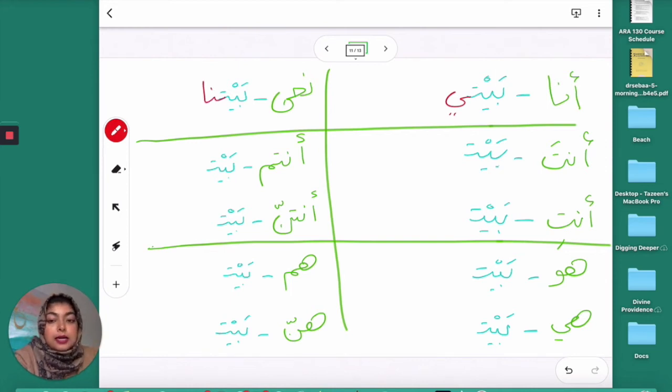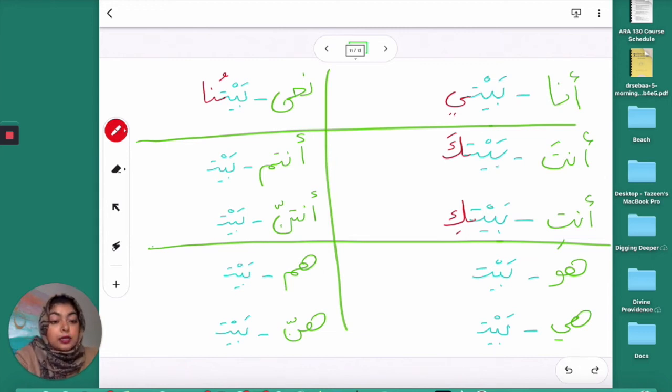Baituna, our house. You can pronounce this here with a dhamma. Baytuna, our house. Baytuka, your house. And if you want to pronounce it here, baytak, you could do that. Baytuki, or if you want to pronounce it, baytik, your house.